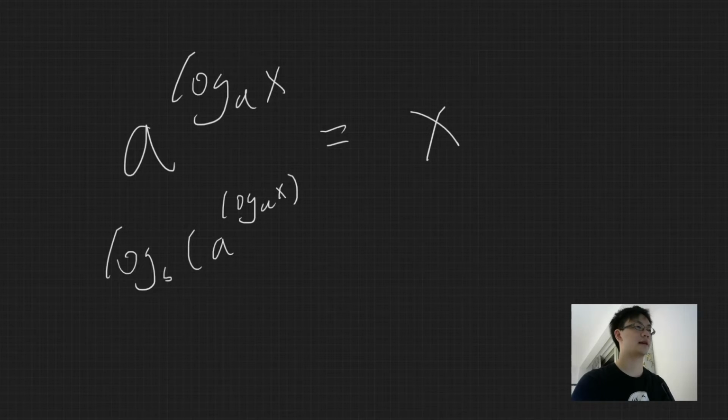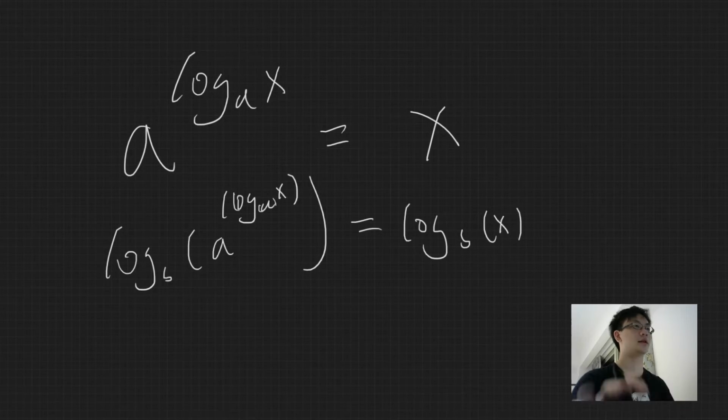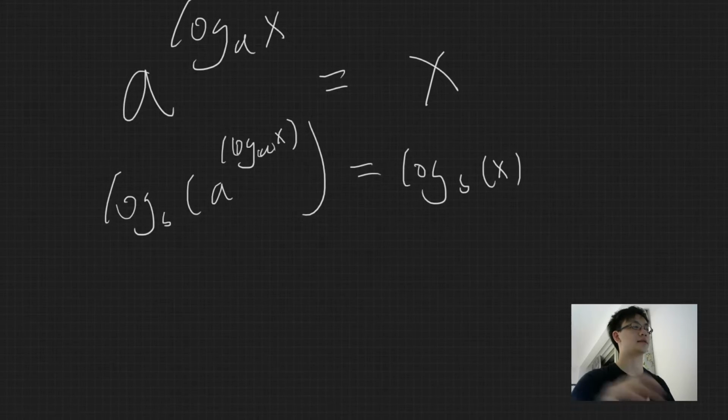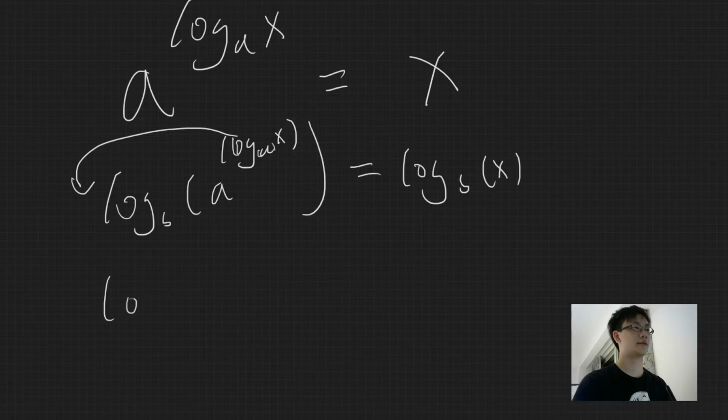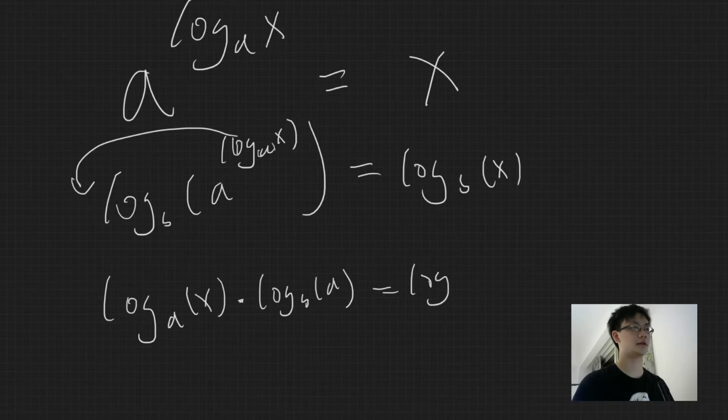Okay, right, I have that log base a of x is the power, equals log base b of x. If you remember the third logarithm rule we talked about, we can drop this down. So we have log base a of x times log base b of a equals log base b of x. And this is fairly simple.